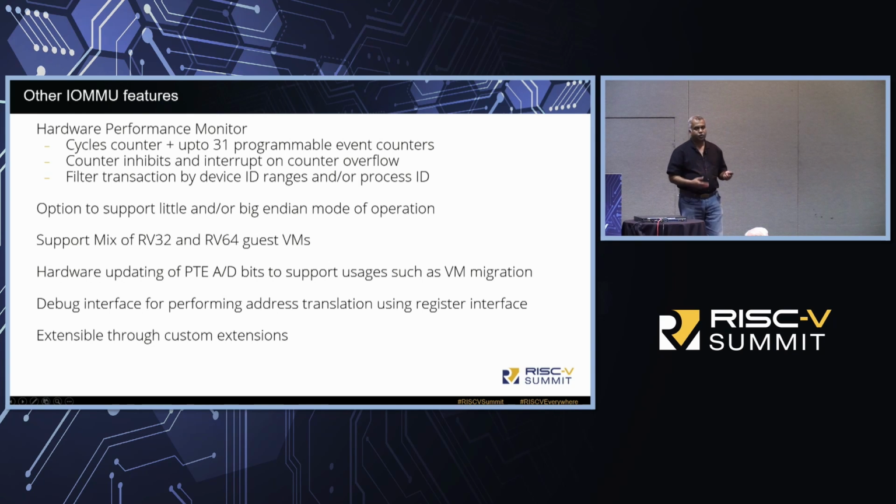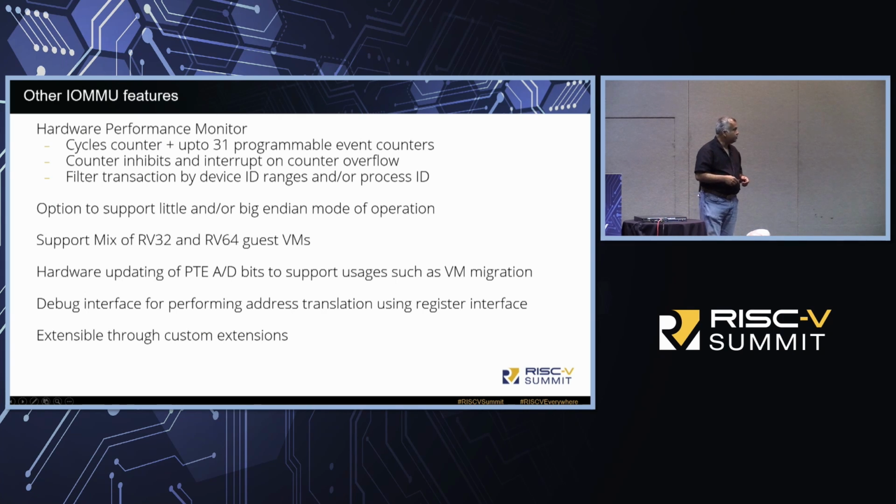Some systems might want to support little endian operation. Some systems might want to support big endian mode of memory, and some may want to support a mix. The RISC-V architecture allows for both, and likewise the IOMMU architecture supports little endian or big endian mode, and it's a dynamic configuration that you can choose if your system supports that.